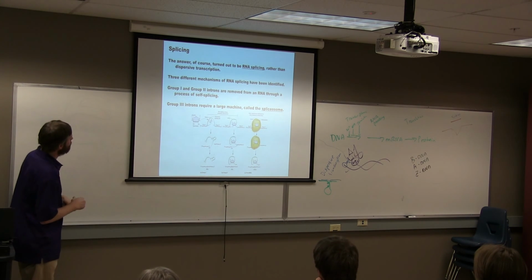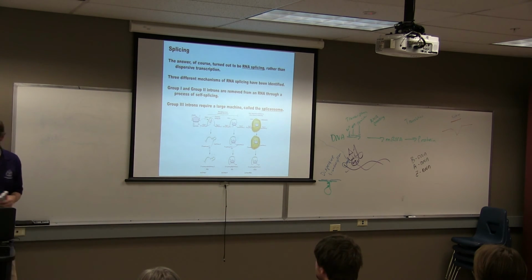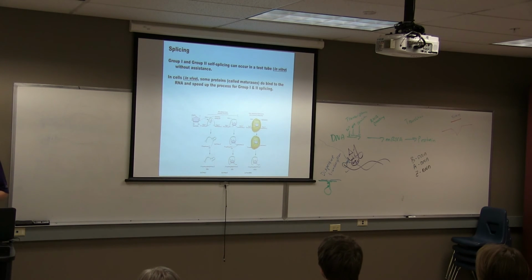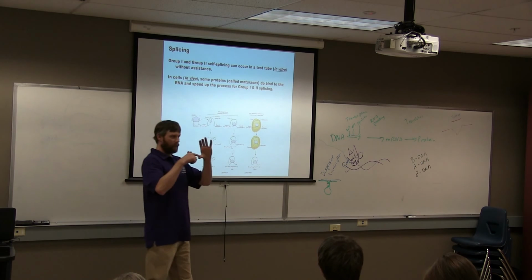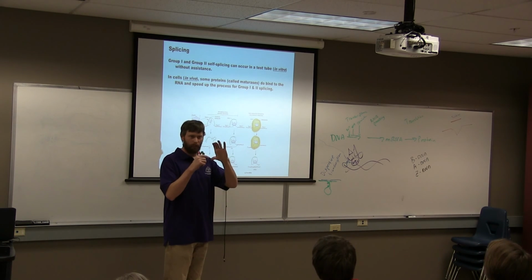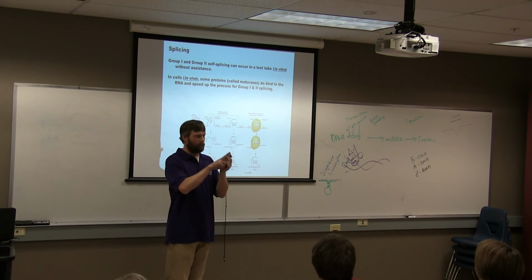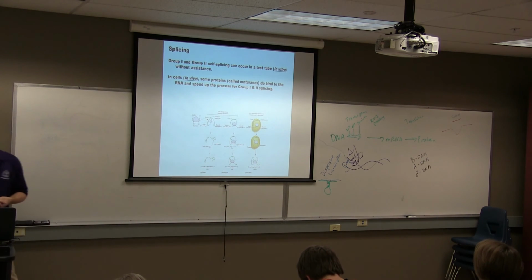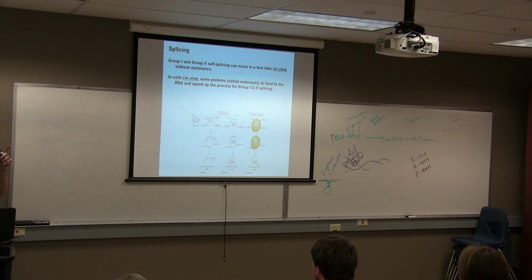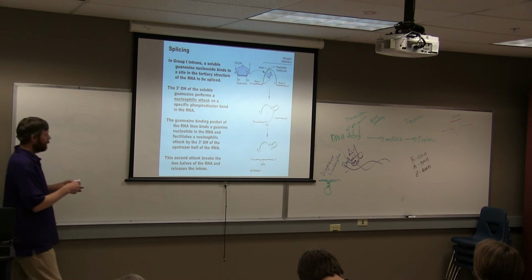I don't know. So let's talk about group 1. If you take this RNA and you put it in a test tube, a full-length RNA, you will eventually have 2 pieces of RNA. It will splice itself. It does not need anything except a guanosine nucleotide. Okay? So this is what we've got.